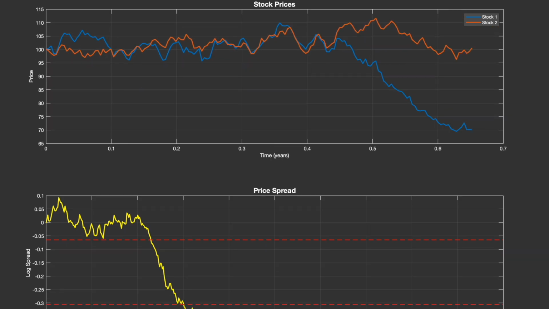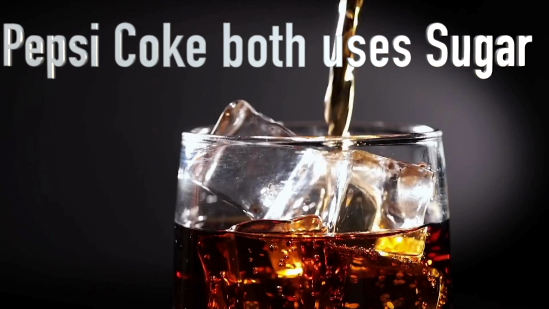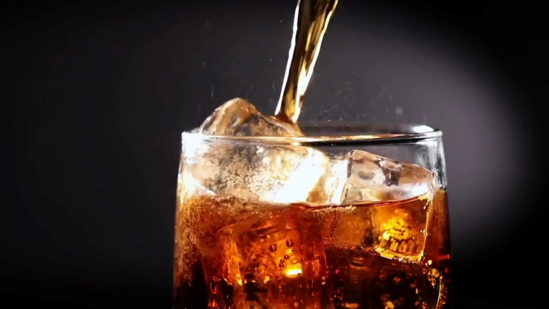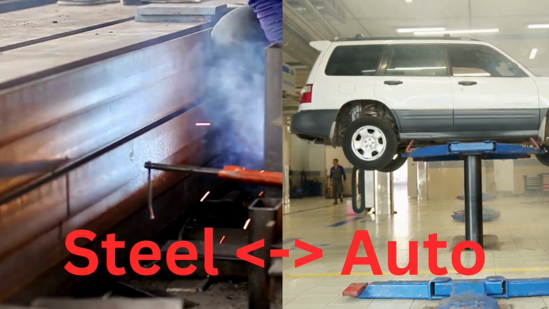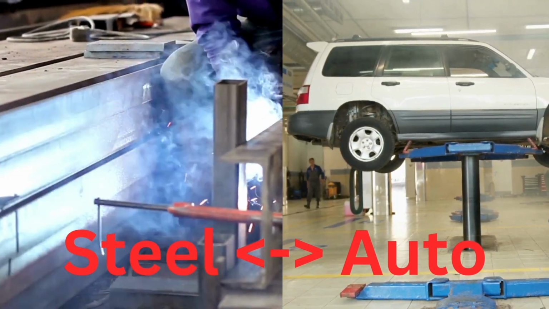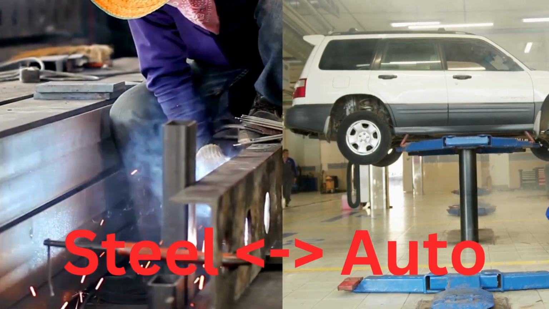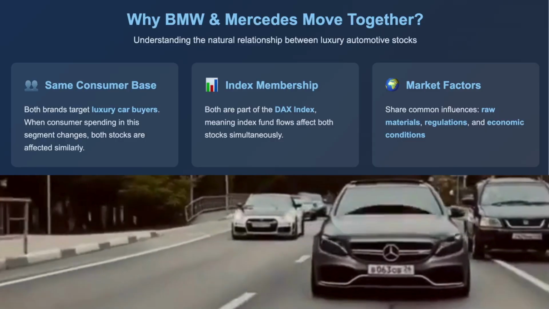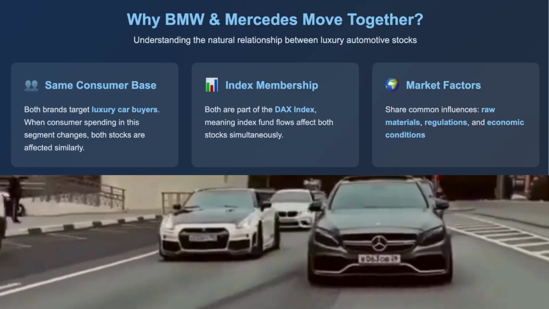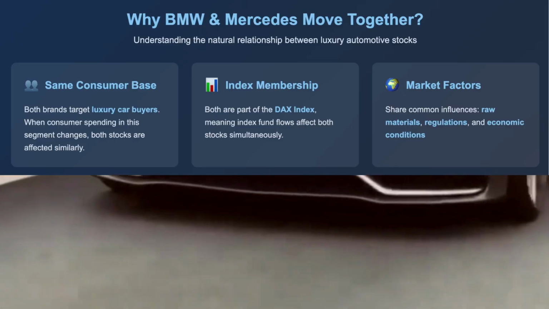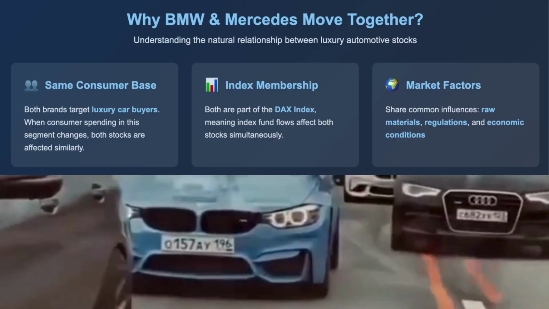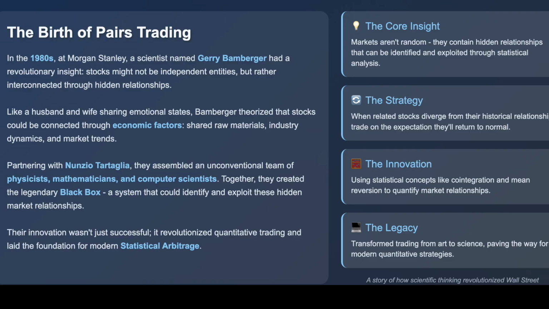Bamberger thought that in the stock market, a similar relationship could exist for economic reasons. For instance, certain stocks might share the same raw materials like Pepsi and Coca-Cola, or even belong to the same industry like Tata Steel and Tata Motors, because Tata Steel supplies steel to Tata Motors and they both belong to the same parent company. Or some follow similar market trends like BMW and Mercedes. They have similar consumer demand, fall under the same market area, and are part of the same index funds.